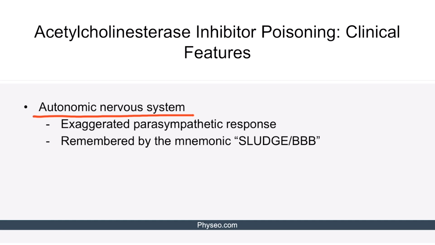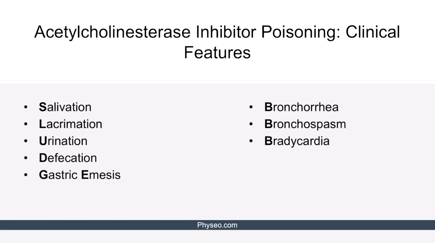Manifestations in the autonomic nervous system can be remembered by the mnemonic SLUDGE BBB. This is the mnemonic that is used to remember the manifestations of acetylcholinesterase inhibitor poisoning on the autonomic nervous system. Let's go through this mnemonic in detail. S stands for salivation, and L stands for lacrimation, both of which occur because acetylcholine stimulates the salivary glands and also stimulates production of tears.